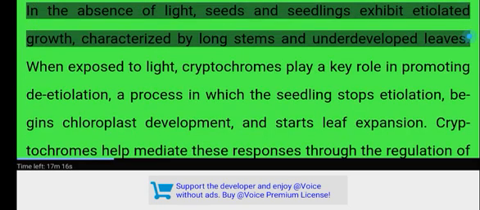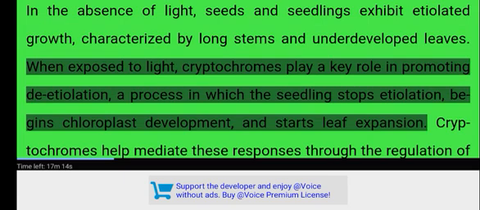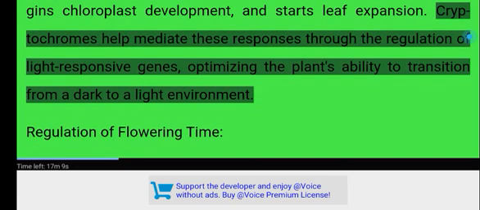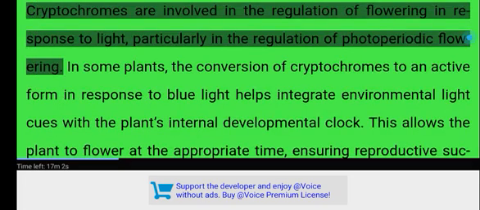Photomorphogenesis and seedling development. In the absence of light, seeds and seedlings exhibit etiolated growth, characterized by long stems and underdeveloped leaves. When exposed to light, cryptochromes play a key role in promoting de-etiolation, a process in which the seedling stops stem elongation, begins chloroplast development, and starts leaf expansion. Cryptochromes help mediate these responses through the regulation of light-responsive genes, optimizing the plant's ability to transition from a dark to a light environment.